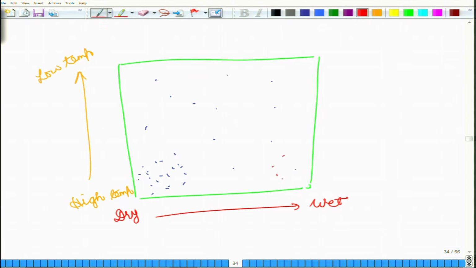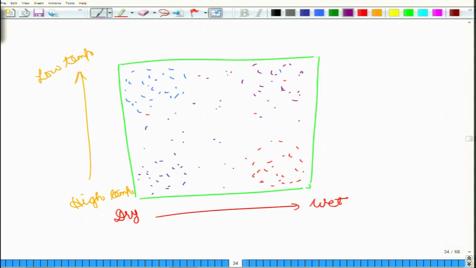There is, say, another species that prefers this kind of an environment, and in other areas it will be less found. Let us say that there is this third species that prefers this kind of an environment, and in other areas it is found in very small numbers. Then there is this fourth one that is found in this area, and in other areas it is found very less. And then probably there is a fifth one that is found in these intermediate areas, and in other areas it is found in small numbers.